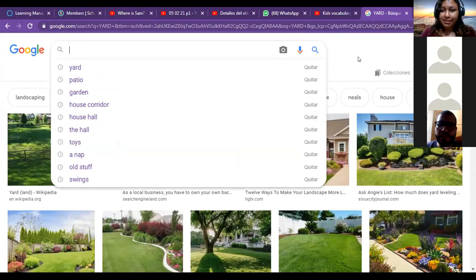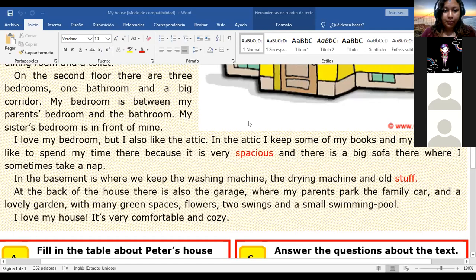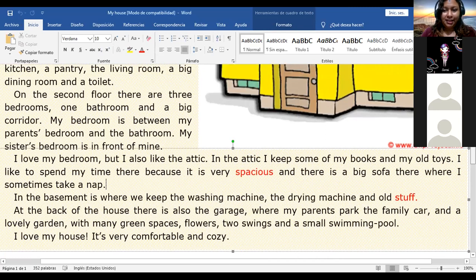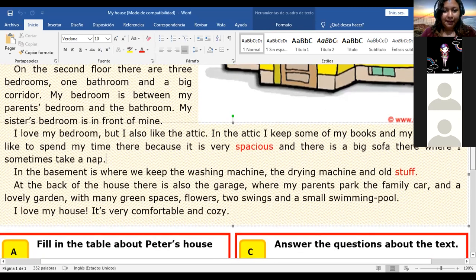Ok, more questions? Where is the floor? The floor. What's floor in Spanish, people? Piso. Good. Very good. What else? Check it.